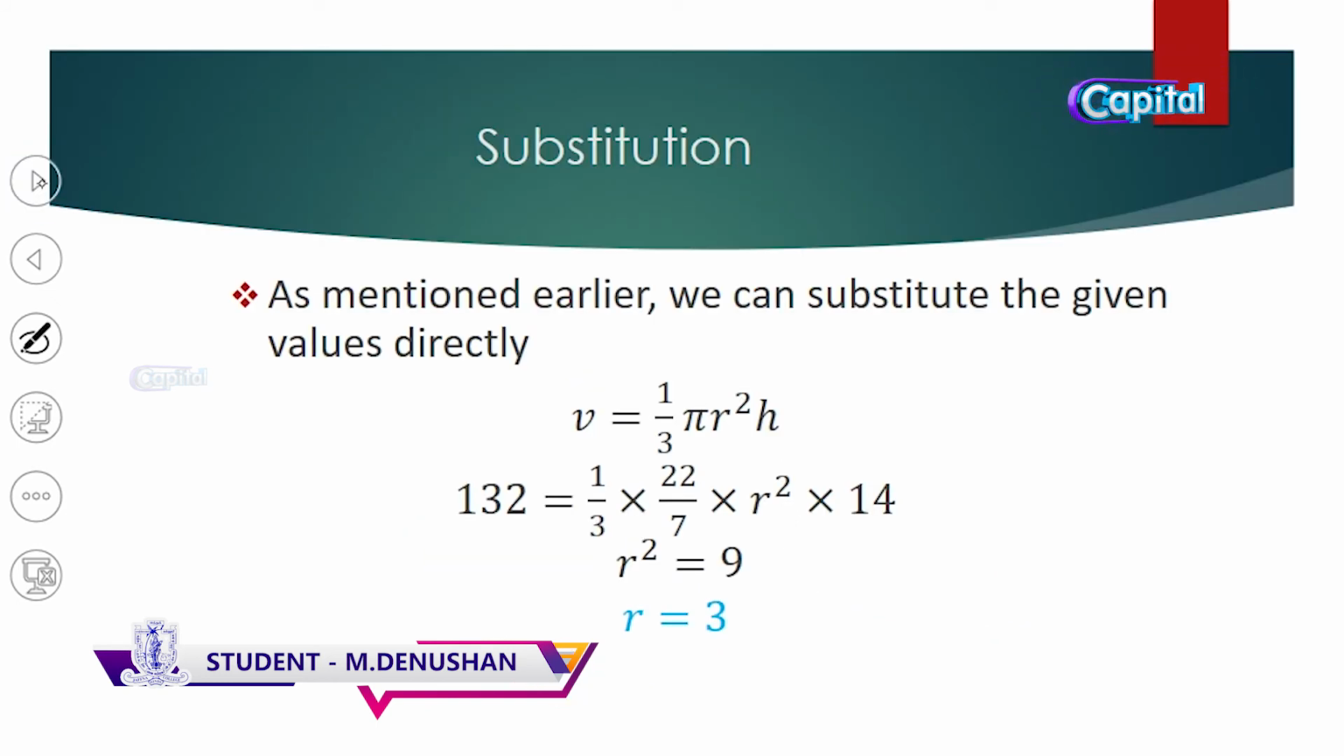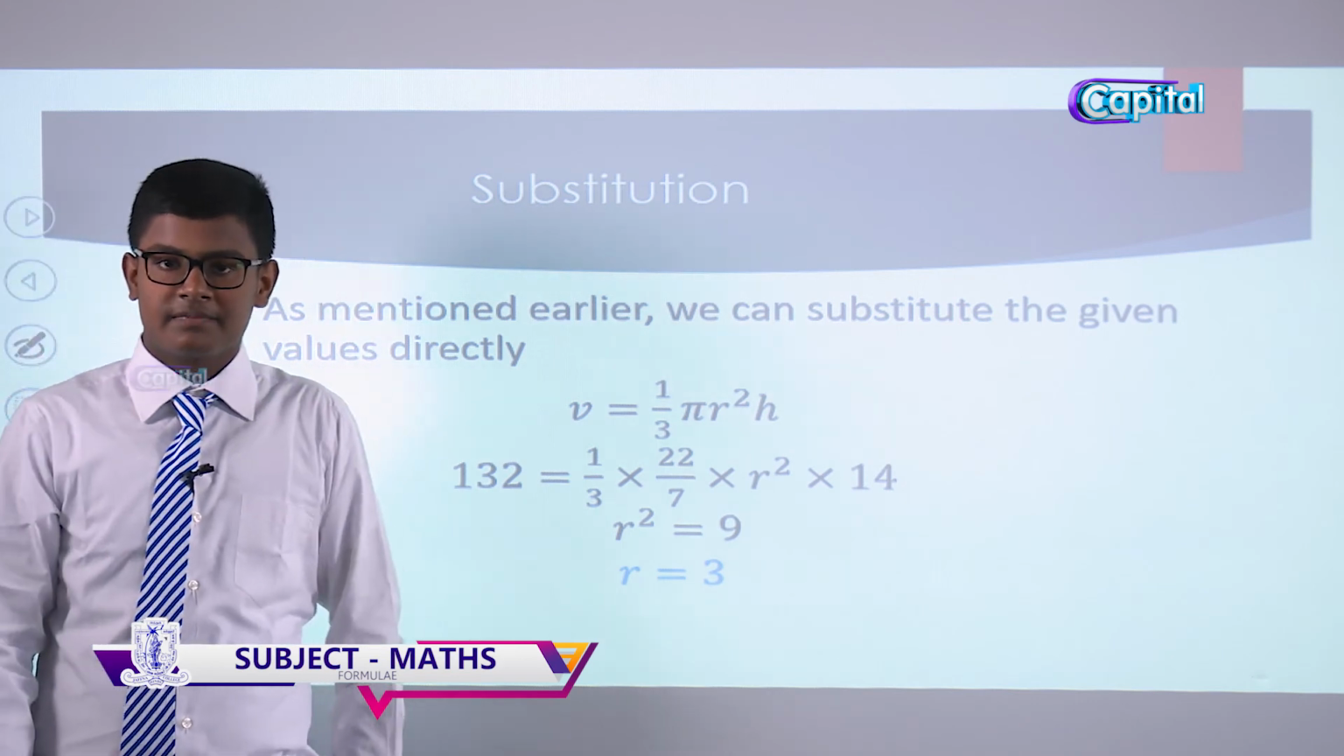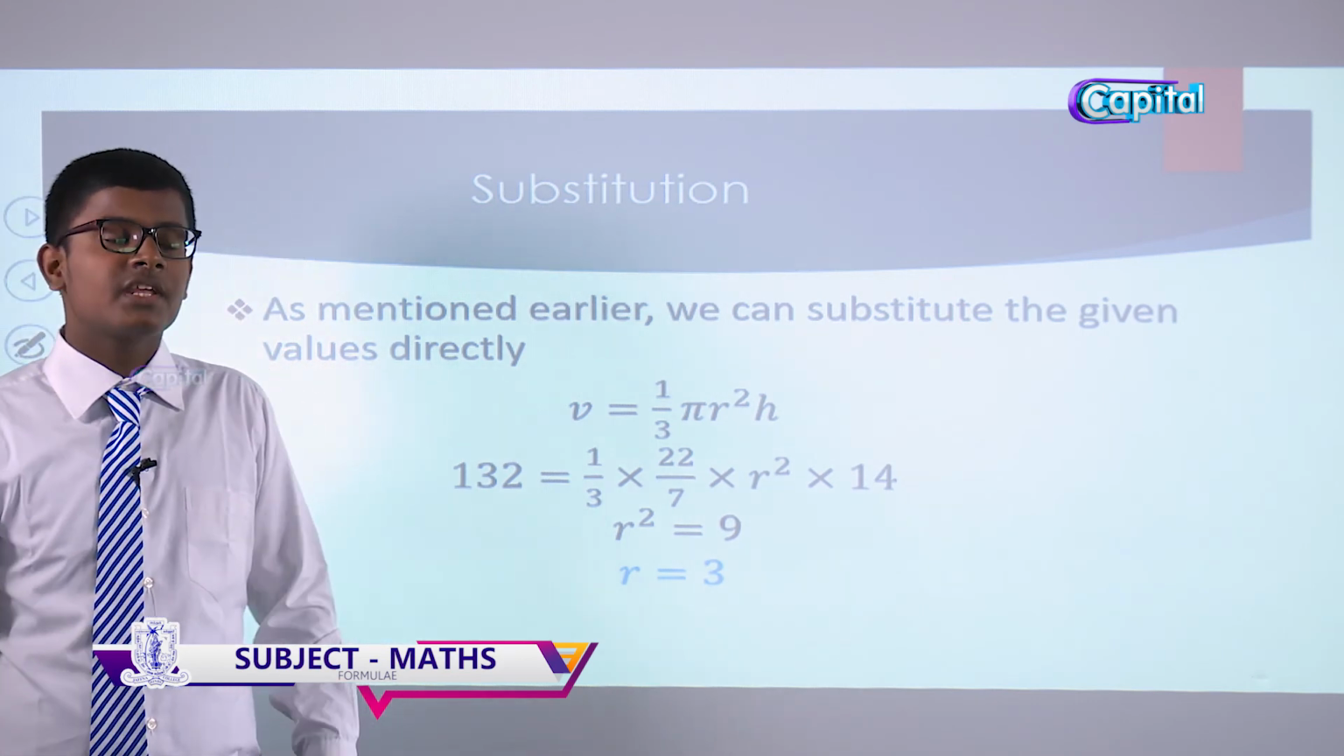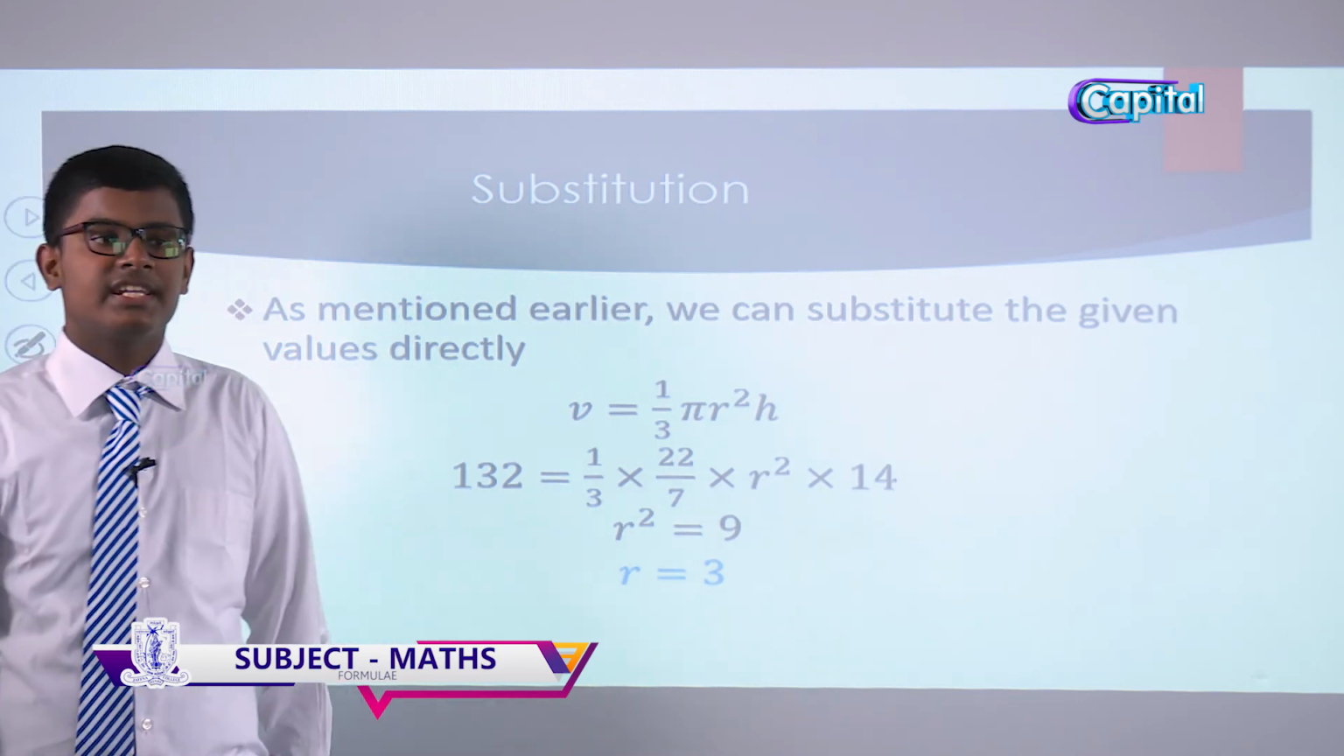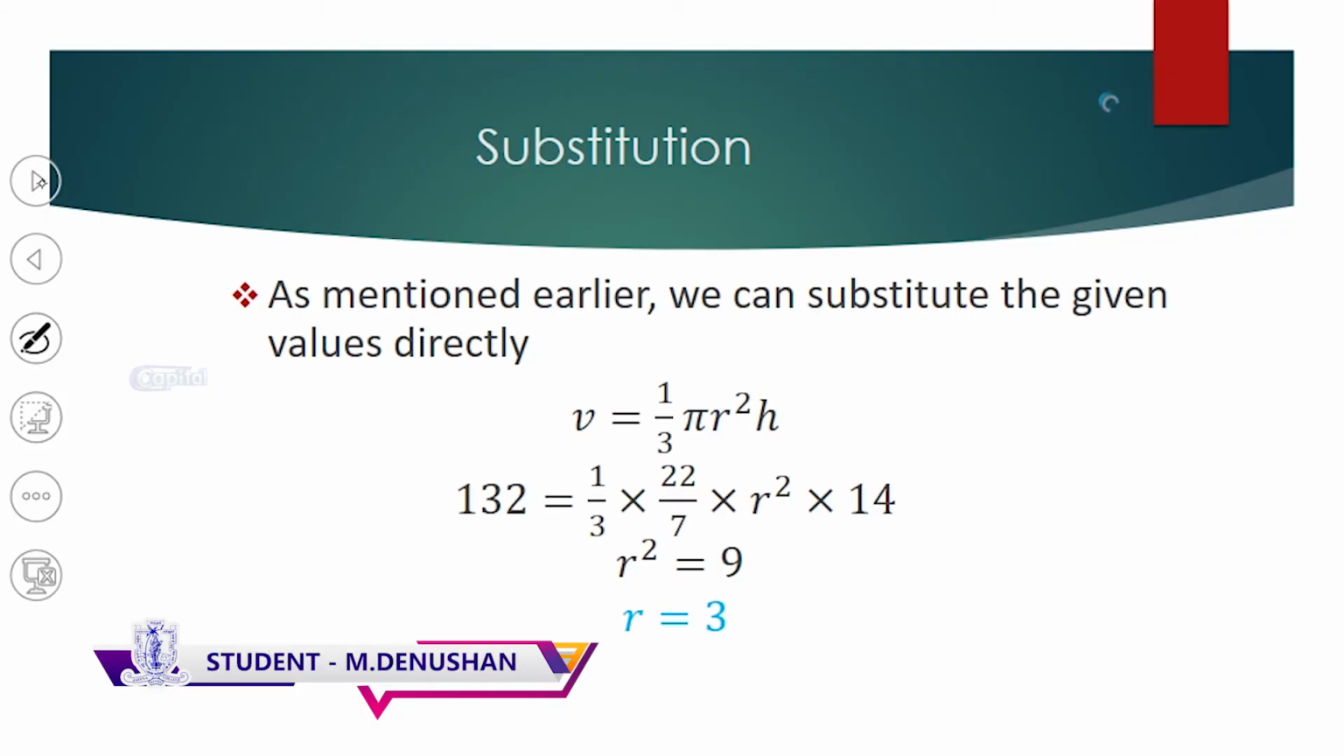Substitution. We have to be aware of the roots and squares when substituting into a formula which contains squares and roots. In the formula v is equal to 1 by 3 pi r squared h, we have to find the value of r squared when v is equal to 132, pi is equal to 22 by 7 and h is equal to 14. We can substitute the given values directly as shown here, and then we have to make r squared the subject.